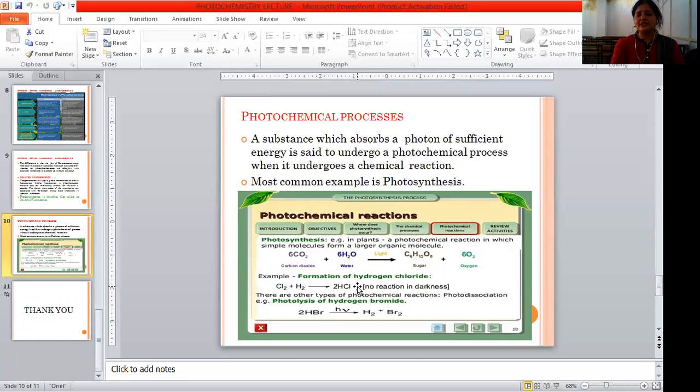So another example of a photochemical reaction is formation of hydrogen chloride. If you take a beaker of hydrogen gas and you take chlorine and you keep them together in the dark, even after a number of days or even after years, there will be no reaction till the time you are not exposing them to sunlight. As soon as they are exposed to sunlight, hydrogen and chlorine will combine to form HCl.